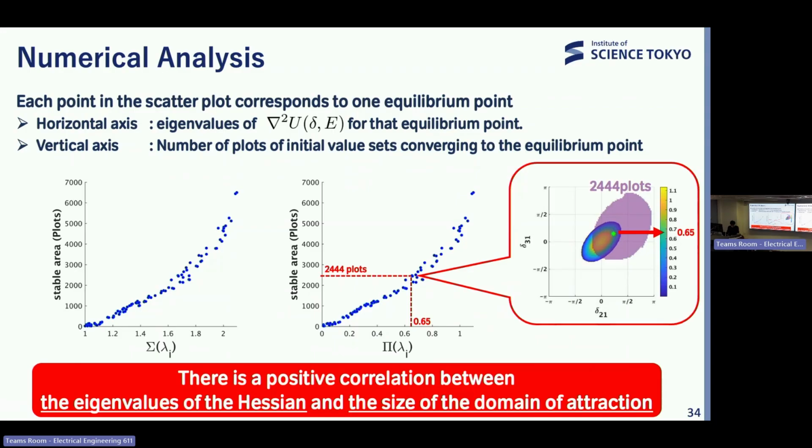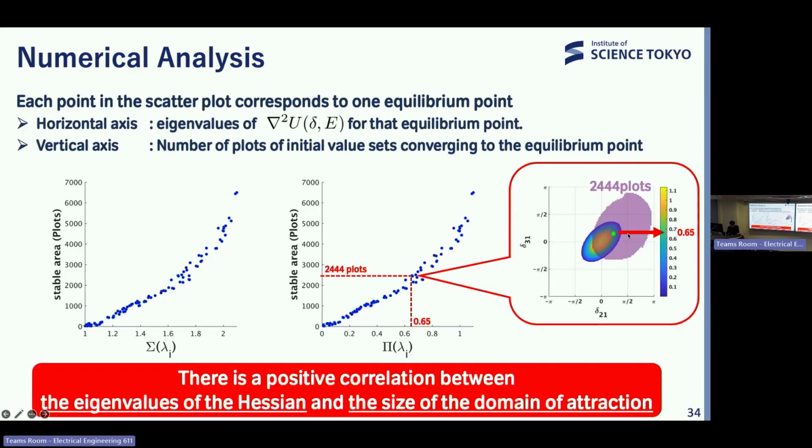To confirm this correlation, we create a scatter plot. The graph on the left uses the sum of the Hessian eigenvalues on the horizontal axis and the size of the domain of attraction on the vertical axis. The right graph uses the product of the Hessian eigenvalues on the horizontal axis. To illustrate this point, the equilibrium point is taken as the green point in this graph.